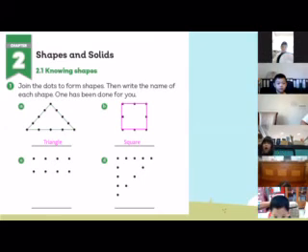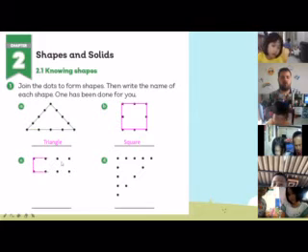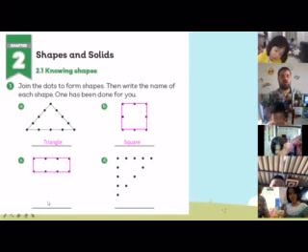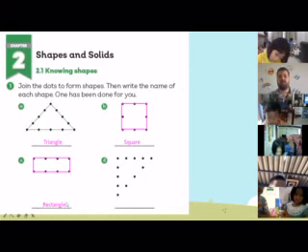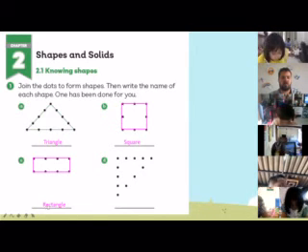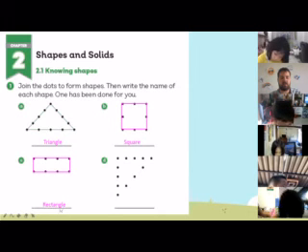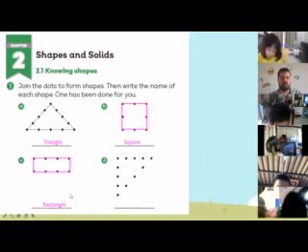Okay, so the next one, students, we're going to do C. C is in the shape of a rectangle. So first we need to draw our rectangle. And then we're going to write the word rectangle. So let's spell rectangle. Rectangle is R-E-C-T-A-N-G-L-E, rectangle.